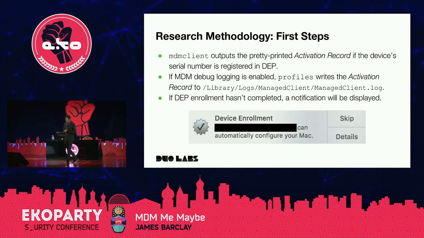What mdmclient will do when you force a DEP check-in like this is print a pretty-printed activation record if the device's serial number is registered in DEP, or an empty activation record if not. With profiles, if you enable MDM debug logging, it'll write the activation record to this log file at manageclient.log. Additionally, you'll see this pop up on your Mac that says this device can automatically configure your Mac if it hasn't previously completed.